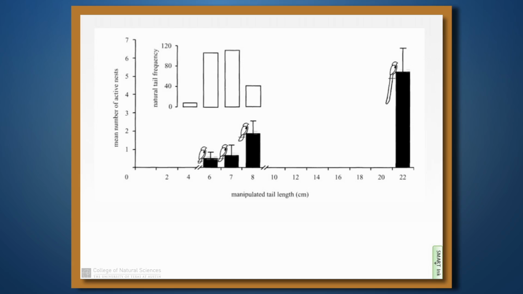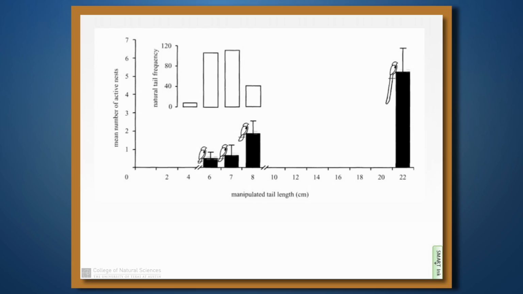The tails that are about 8 centimeters in length, so that would be, if you're looking from the left, the third black bar. The tails that are 8 centimeters in length are approximately the longest tail size that you would normally see in nature for the widow birds. And you can see that by looking above them at the bars that are in white. That's the natural tail frequency that was found in this population. And then if you look at the ones with shorter tails, you can see that their bars are lower.